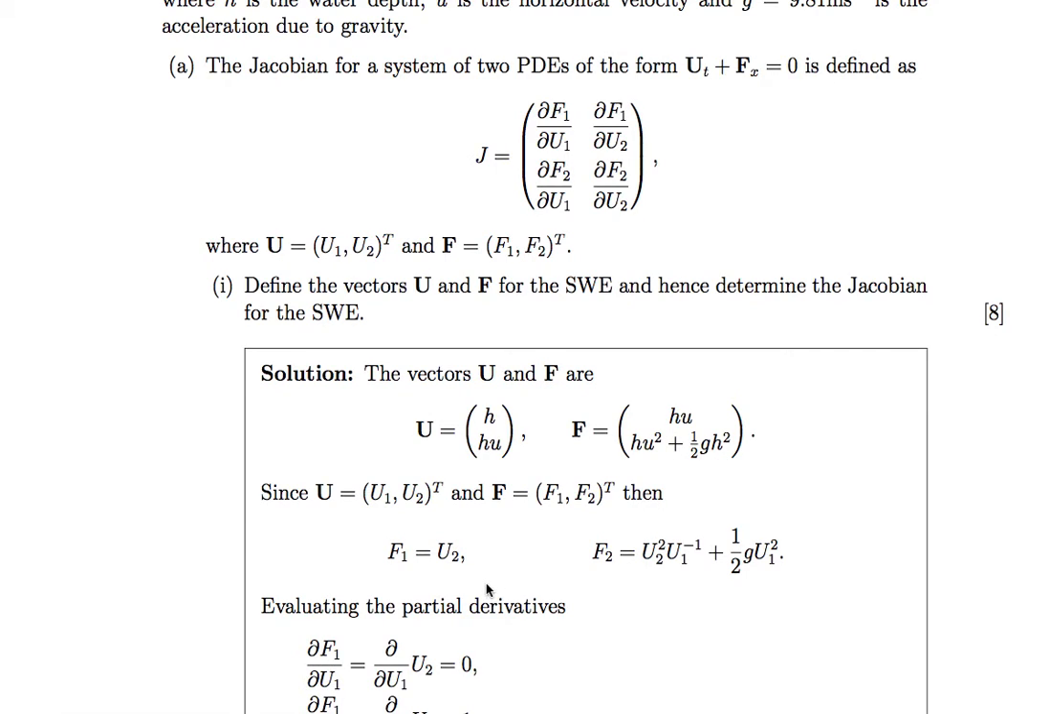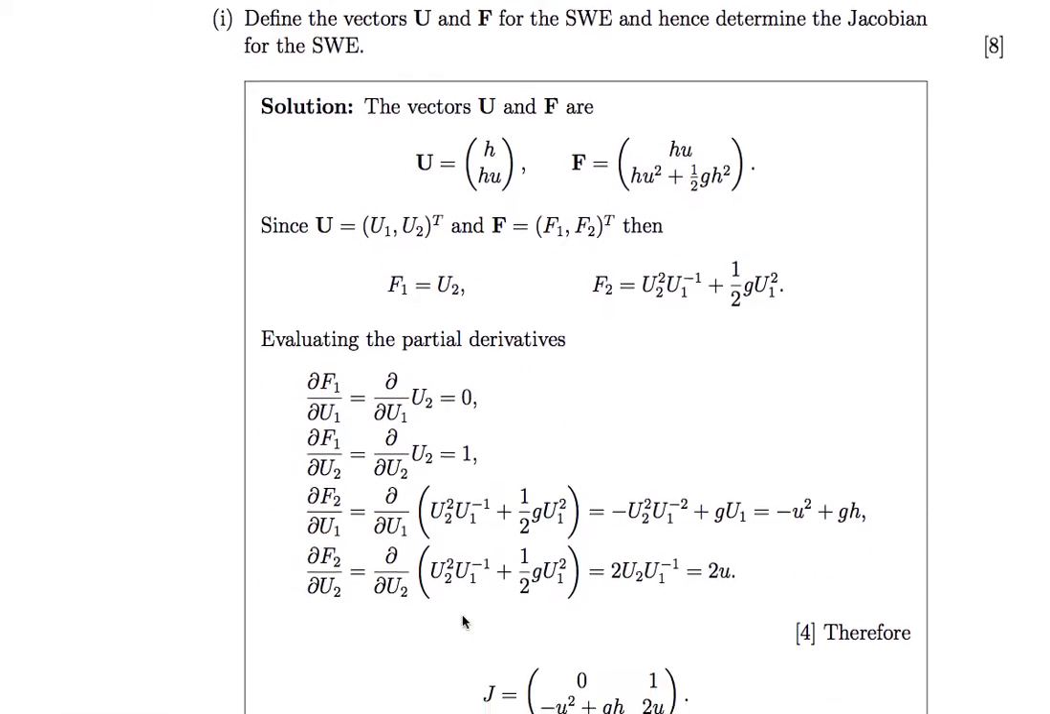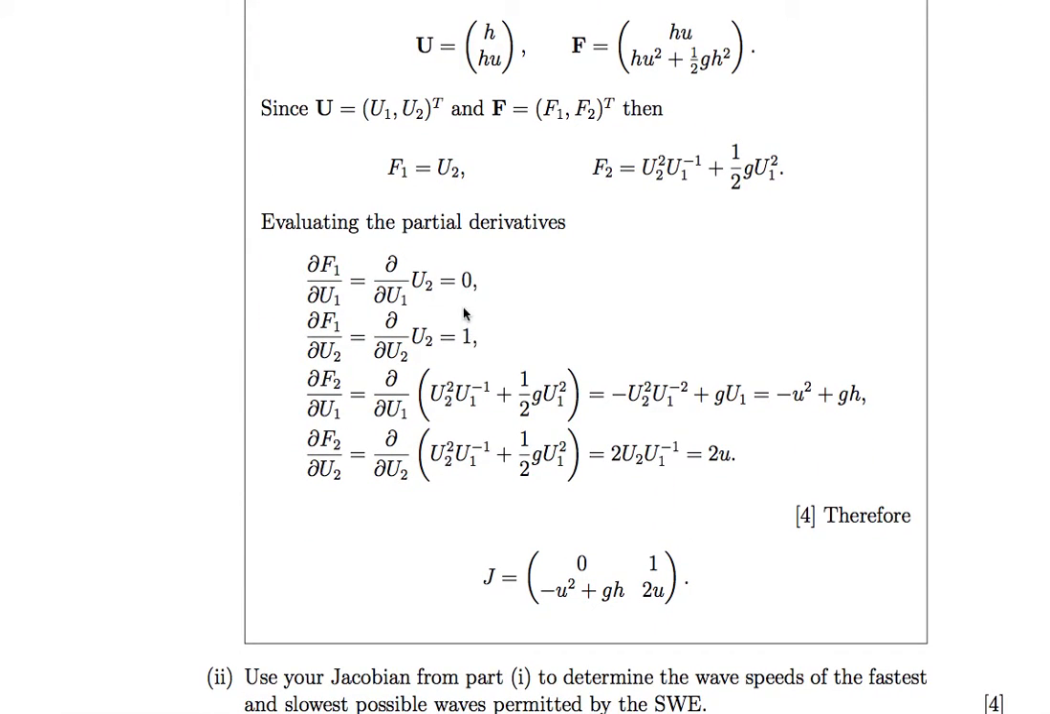Okay, so in order to assess the derivatives, we need to write f1 and f2 in the form using u1 and u2. So f1 is hu, which is the same as u2, so that's quite easy. For f2, okay, so to make hu squared, we square u2, then we divide by u1, and a half gh squared is simply half g times u1 squared. Okay, so we evaluate the partial derivatives. The first two are fairly trivial.